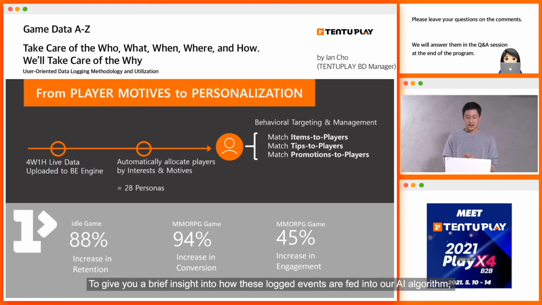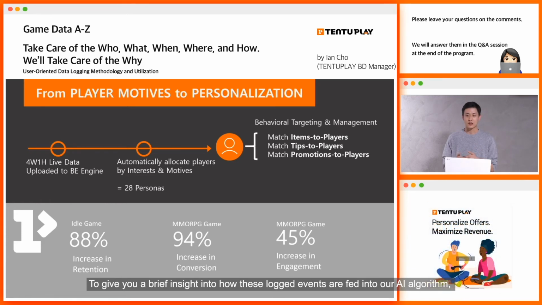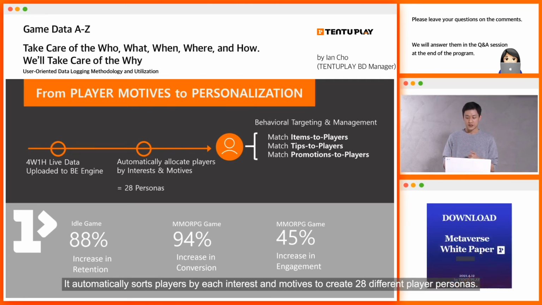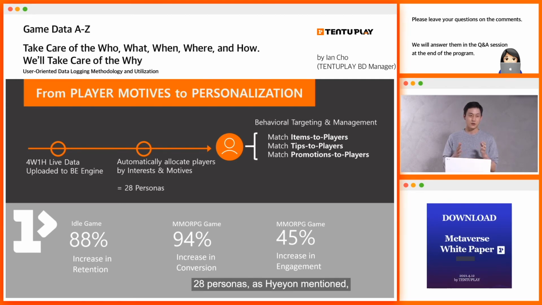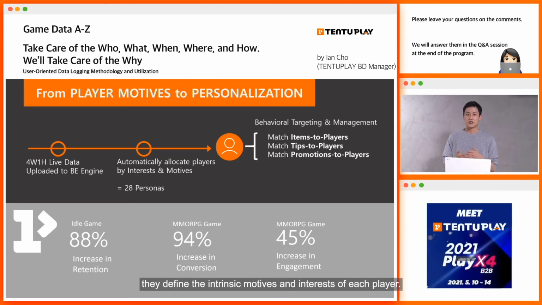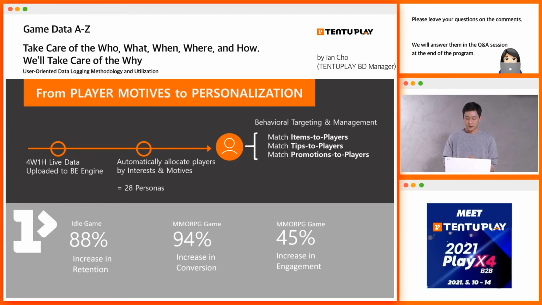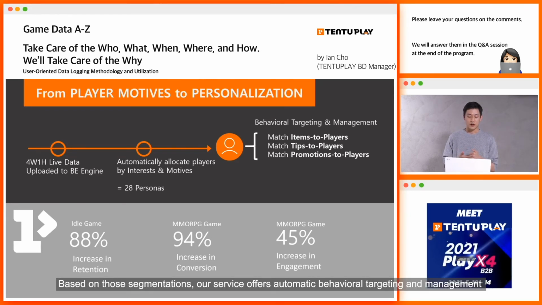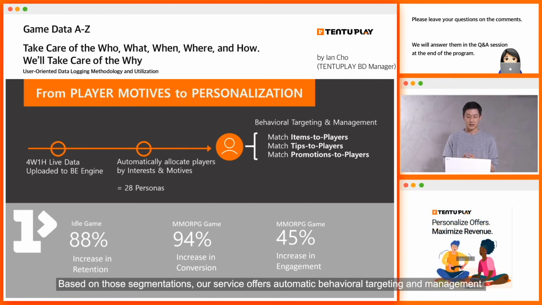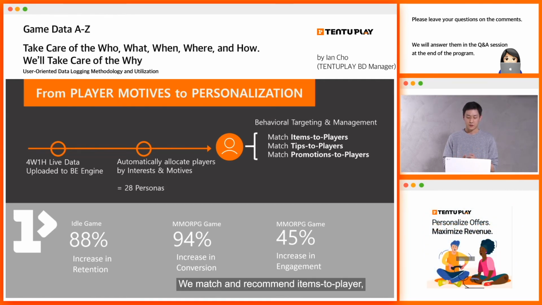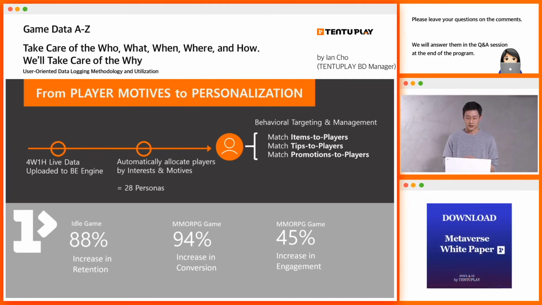So to give you a brief insight into how these logged events are fed into our AI algorithm, 4W1H data is uploaded to our behavioral economics engine. It automatically sorts players by each interest and motive to create 28 different personas. And the 28 different personas, as Haeyam mentioned, define the intrinsic motives and interests of each player. Based on these segmentations, our service offers automatic behavioral targeting and management that is tailored to each player. We match and recommend items, tips, and promotions to each player.